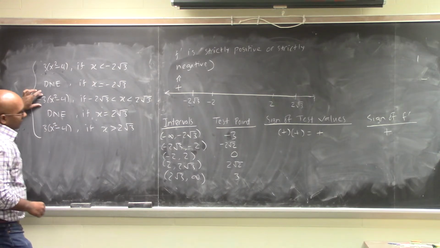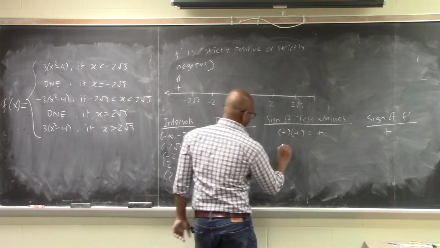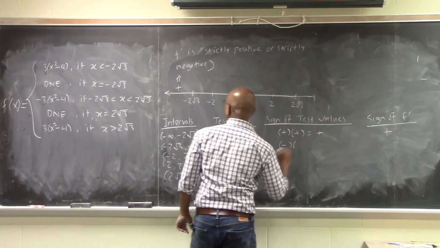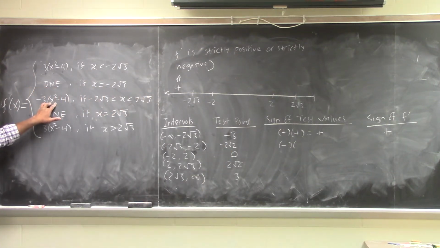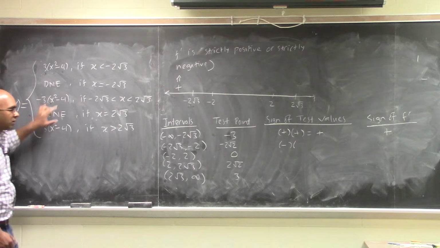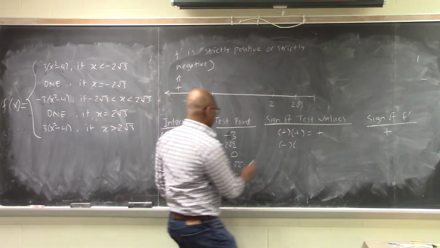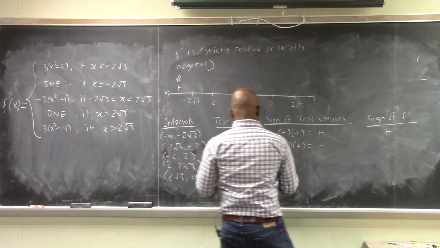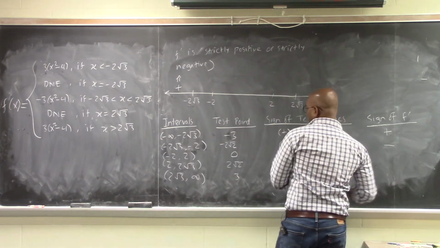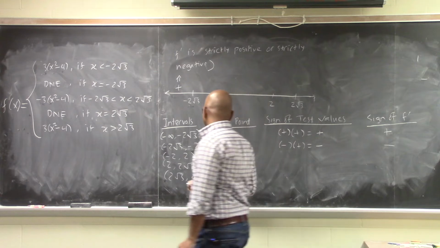Notice we have negative 3, which is a negative number. And then if we plug in 2 root 2, what do we get? 2 root 2 squared is 8, right? 8 minus 4 is 4, which is also positive. So this is negative times positive, which is negative, okay? And therefore, f prime is always negative on this interval.